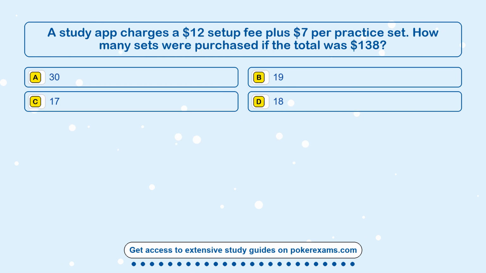Question 18. A study app charges a $12 setup fee plus $7 per practice set. How many sets were purchased if the total was $138? Option A 30. Option B 19. Option C 17. Option D 18.